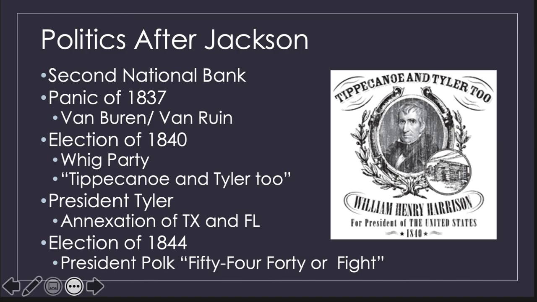Without the Second National Bank, though, there is no regulation of the economy, of money, of the banking system in the United States, and that sets up for the Panic of 1837. In 1836, Jackson is going to leave office and leave his legacy to his Secretary of State, Martin Van Buren. Martin Van Buren was also the vice president under Jackson in his second term. But when Van Buren steps into the office, he's immediately hit with the Panic of 1837.